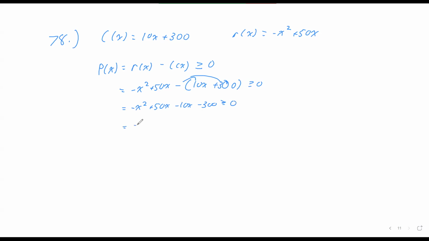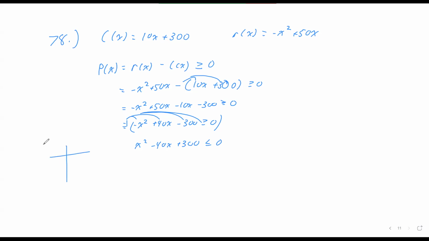Combine like terms, so I get -x squared plus 40x minus 300 greater than or equal to 0. And then from here, I don't like dealing with negatives, so I'm going to multiply everything by a negative. When I do that, all the signs change. But the golden rule with inequalities: anytime you multiply by a negative or divide by a negative, you must flip the inequality. So I'm going to look at it in this concept.